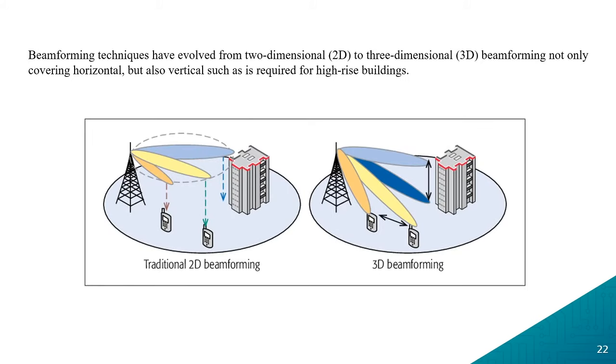Beamforming techniques have evolved from two-dimensional (2D) techniques to three-dimensional beamforming techniques, covering not only horizontal but also vertical directions, such as required for high-rise buildings. This is why the 3D beamforming technique is more attractive in massive MIMO wireless communication, owing to the beneficial capability of controlling the strength of radiation field energy in different directions.